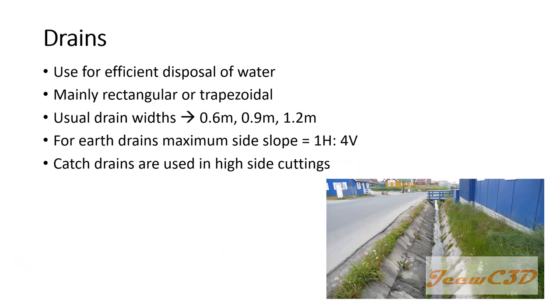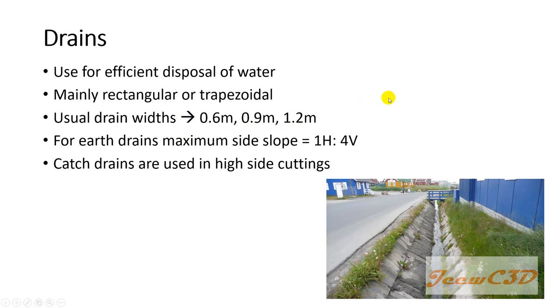Then we will be moving on to the drains. Adjacent to the road you have drains to drain off the water collected on the road, or in a rainy situation you have to use drains to collect the water and drain it away from the road. So you can have earth drains, otherwise you can have concrete drains. There may be this kind of V-shaped drain, or sometimes they may be rectangular drains. The usual drain widths are 0.6 meters, 0.9 meters, 1.2 meters.